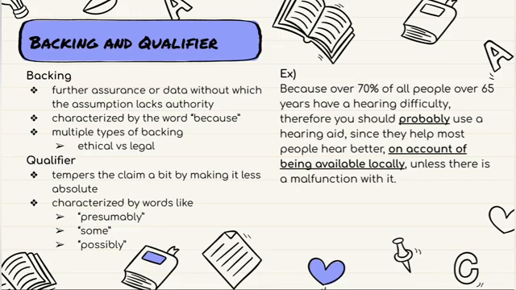I have boldfaced and underlined the backing and qualifier in this phrase. The backing would be where it states "on account of being available locally." This would be the backing because it is answering a question that can provide further information that enhances the easy accessibility of the hearing aid, which is obviously beneficial to the claim. The qualifier would be where it states "probably," because that is where the writer is creating space for the reservation and displaying their uncertainty.